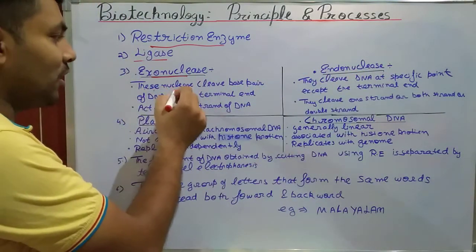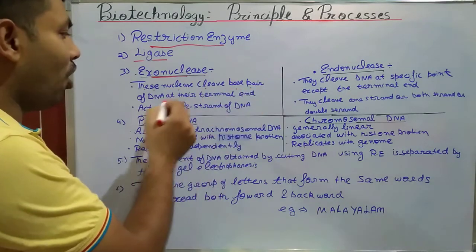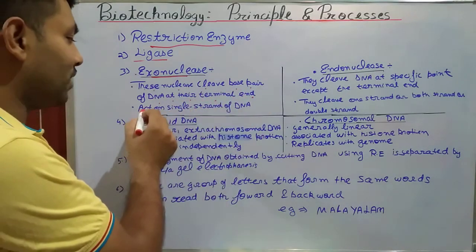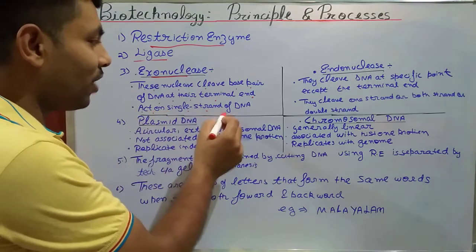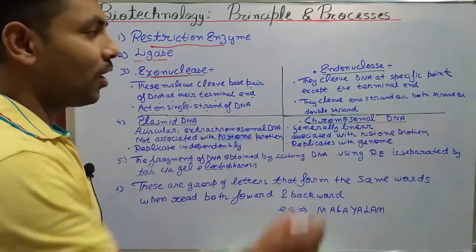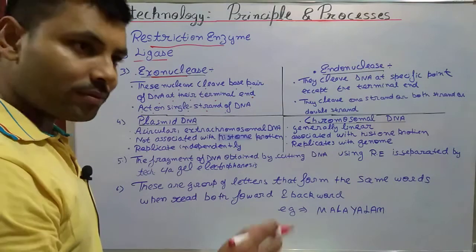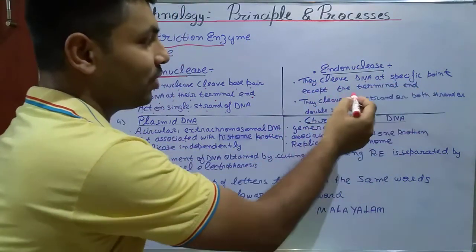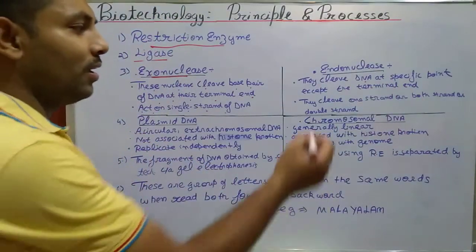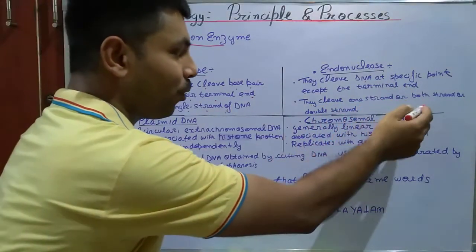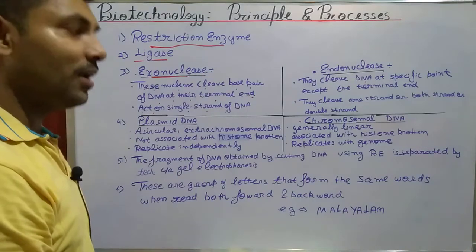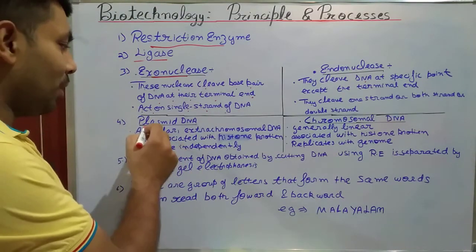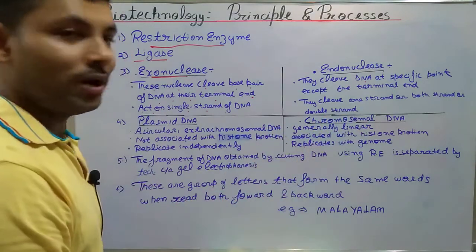Exonucleases cleave base pairs of DNA at their terminal end. Second point is that they act on a single strand of DNA. Now see endonucleases. They cleave DNA at specific points except the terminal end. They cleave one strand or both strands of double-stranded DNA. It is now clear.